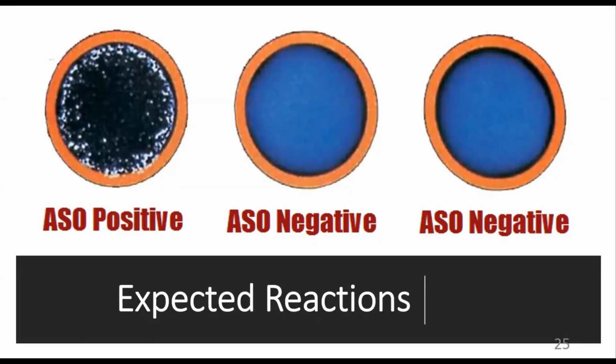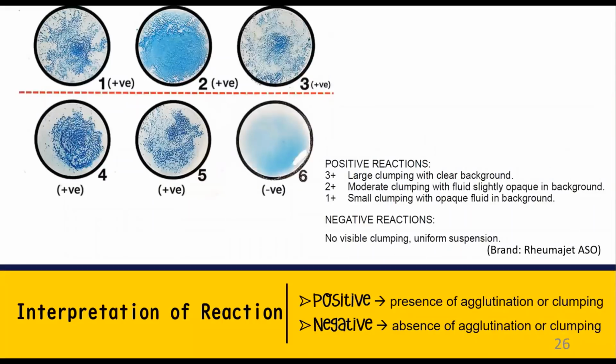So these are the expected reactions after ASO latex agglutination tests. Positive when there is agglutination, you see there is clumping. Negative when no agglutination is seen, the fluid is homogeneous, and no clumping is seen. Now, class, you may also need to grade the positive reaction according to the strength of the agglutination. The grading may depend on the manufacturer of the reagent or according to the standards of your laboratory.